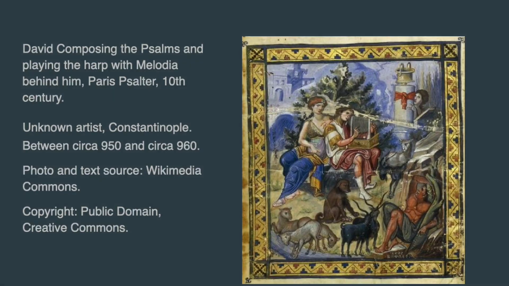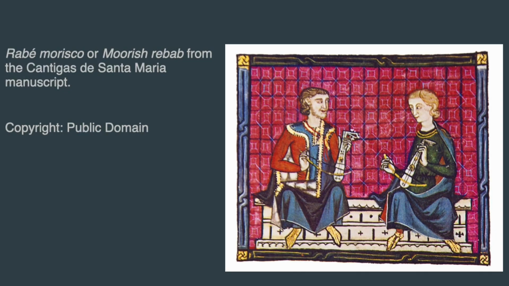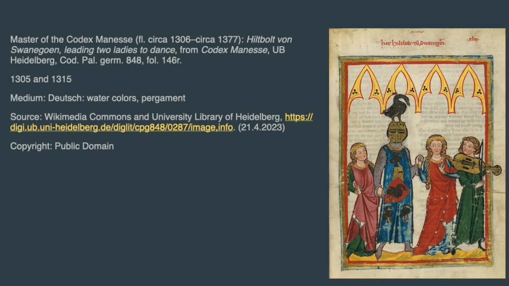These manuscripts were often created by skilled artists who used vibrant colors and intricate designs to enhance the visual appeal of the music. One of the most famous of these are the Cantigas de Santa Maria, which are illuminated music notation manuscripts written in Galician Portuguese and have been made during the reign of Alfonso X el Sabio. They are one of the largest collections of monophonic songs from the Middle Ages. Another famous example is the Codex Manesse, also known as the Great Heidelberg Book of Songs.